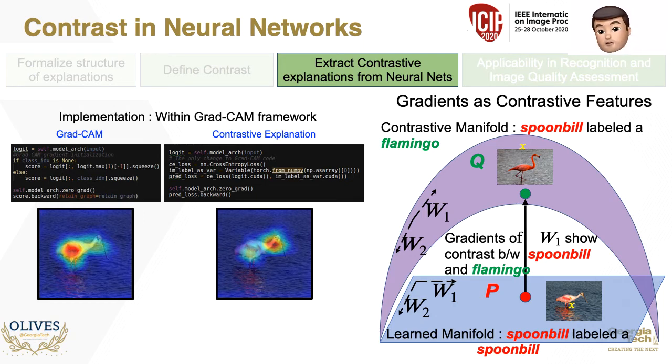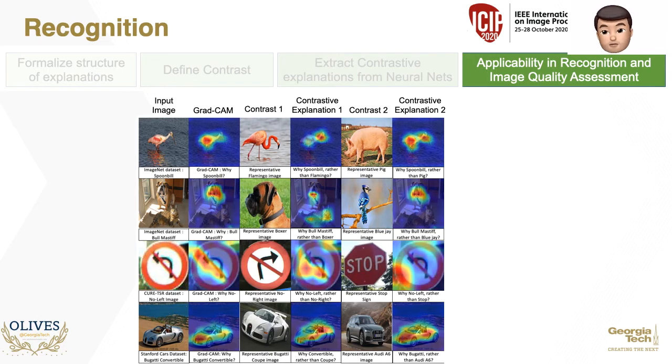Note that in Grad-CAM, the term score is calculated by passing the image through the model and taking only the required score from the logits. In our framework, a cross-entropy loss between the logits and a one-hot vector with one being in the position of the required Q is backpropagated. Everything else in the framework remains the same. We now show some results in two applications. Let's start with recognition. The first column shows the input image to a trained network.